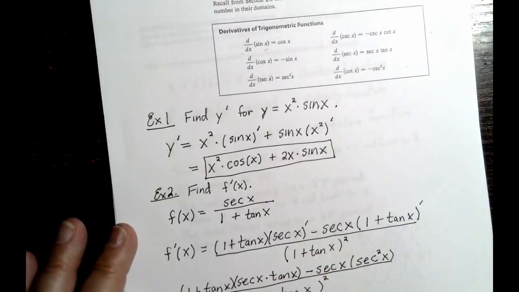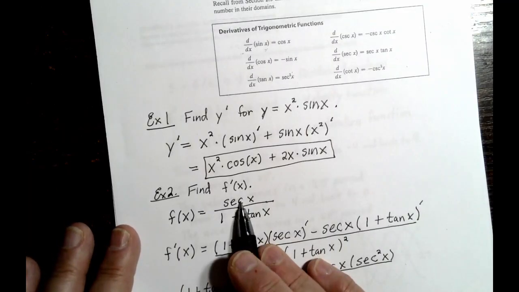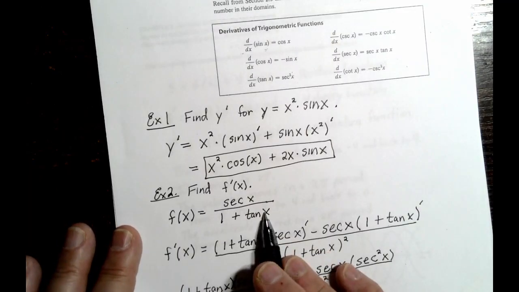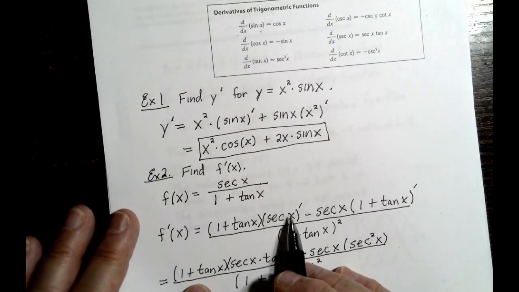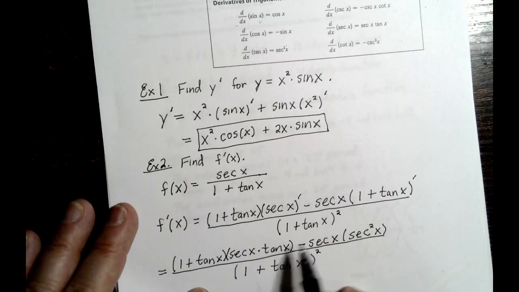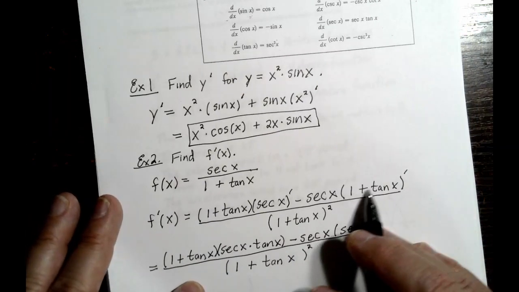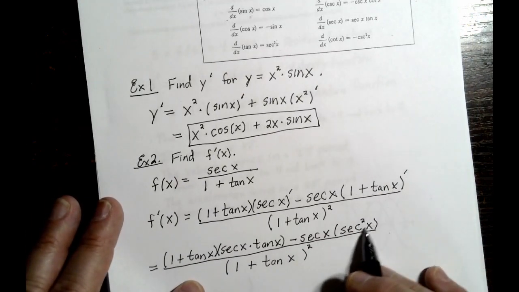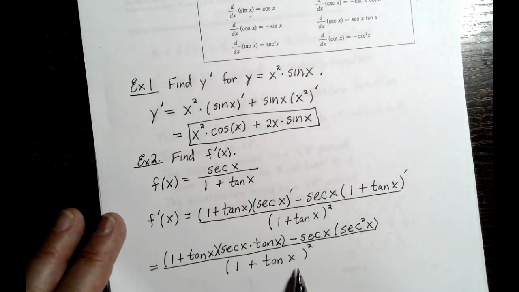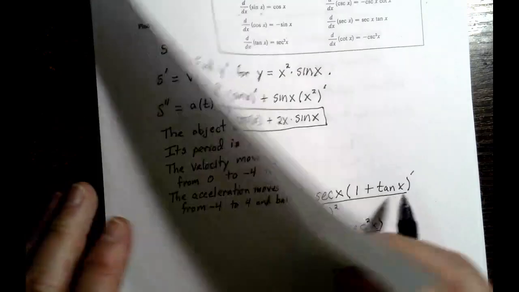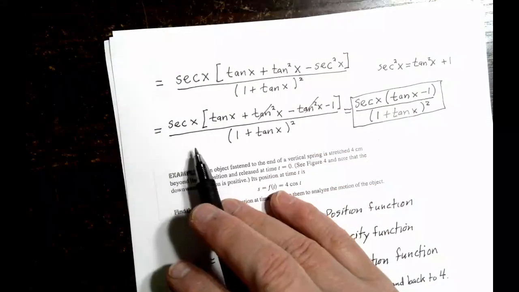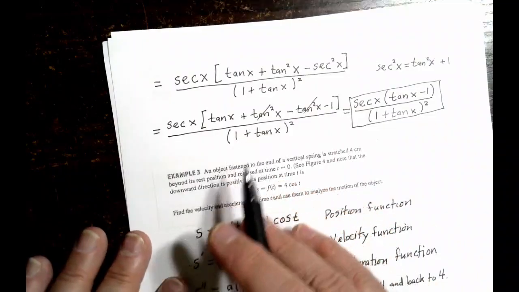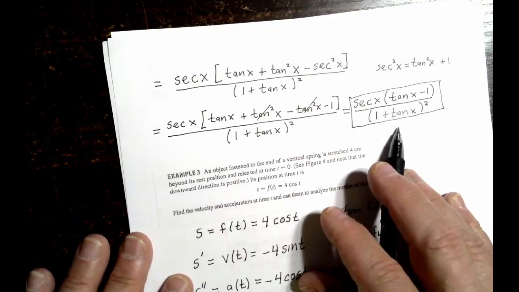Here you're going to use the quotient rule, so the bottom times the derivative of the top minus the top times the derivative of the bottom, over the bottom squared, which is what you get right here. And the derivative of secant, we know, is secant tangent. Derivative of 1 is 0, but the derivative of tangent is secant squared. And the bottom you square it. And now you can multiply that out, and you get this. You can factor out a secant, your tangent squareds cancel, and you get this right here.